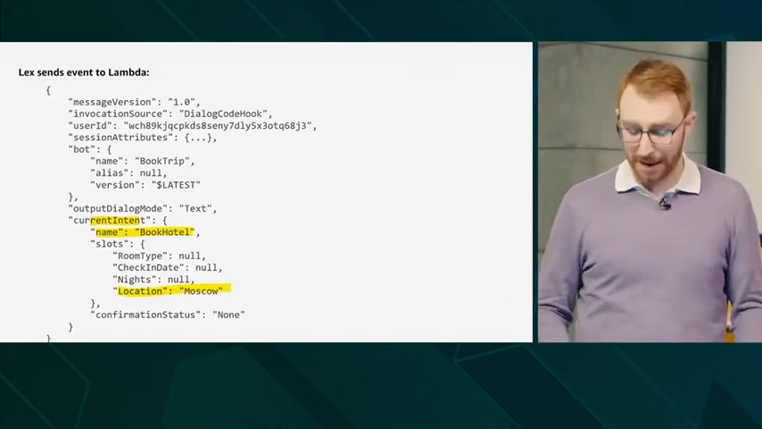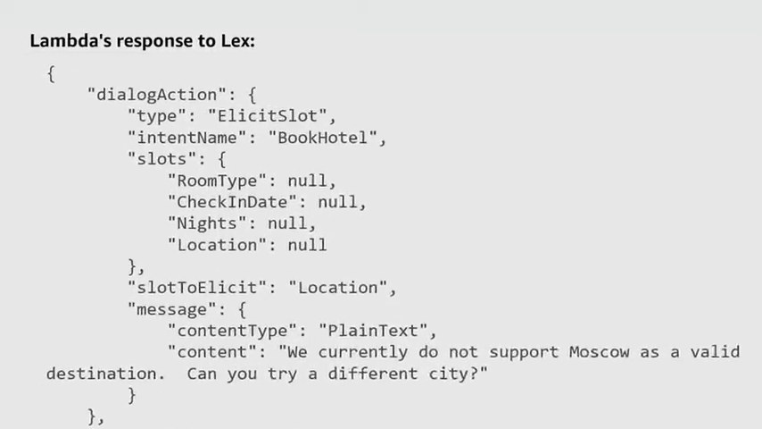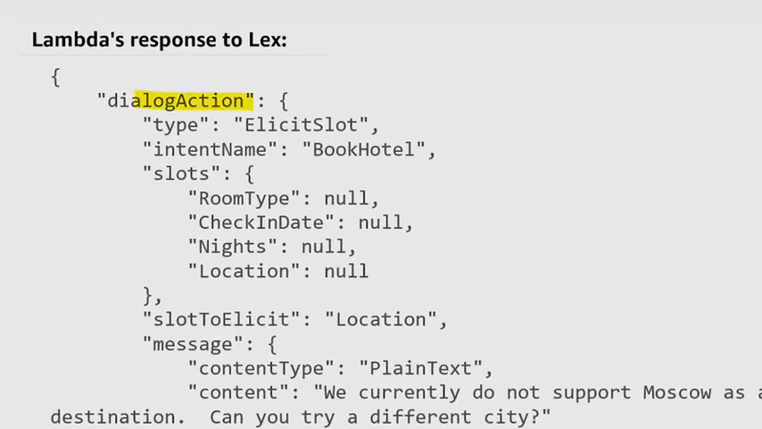Here is what Lambda sends back. It will say dialog action type of type elicit slot, which informs Lex that the user is expected to provide a slot value in the response. The intent name is specified, book hotel, and the location is now set back to null, as it wasn't valid, and the slot to elicit is now set to location, which is the important one.